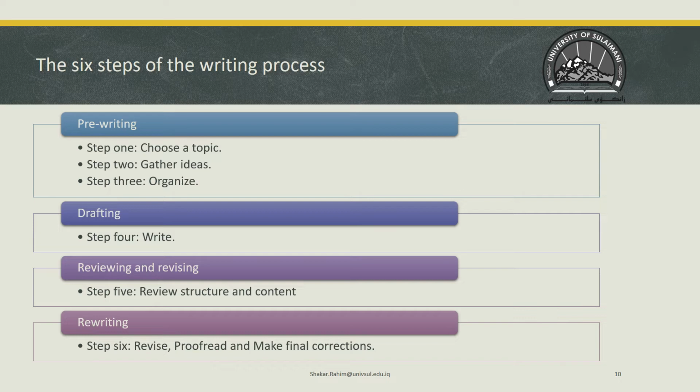So, writing process. This is very, very important, guys. This chart, I just want to explain the chart and nothing else. Pre-writing is number 1. Drafting is number 2. Reviewing and revising is number 3. And rewriting is number 4. Okay? So, guys, these ones should be chronological.